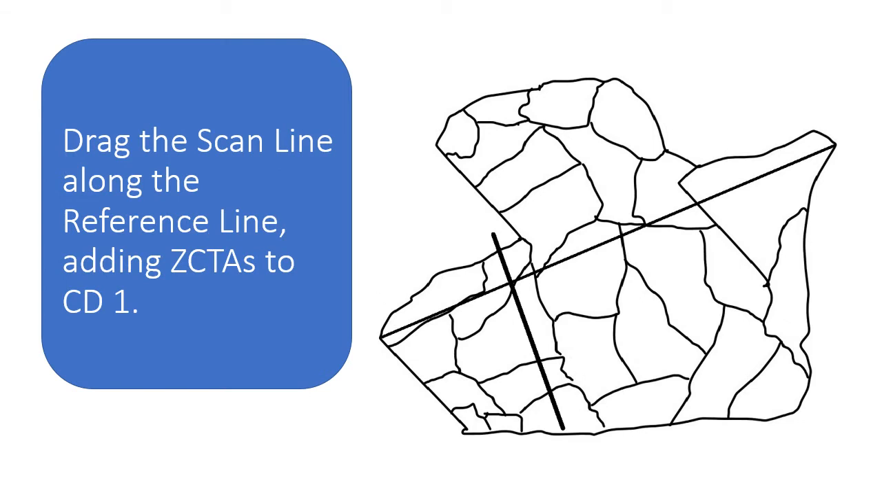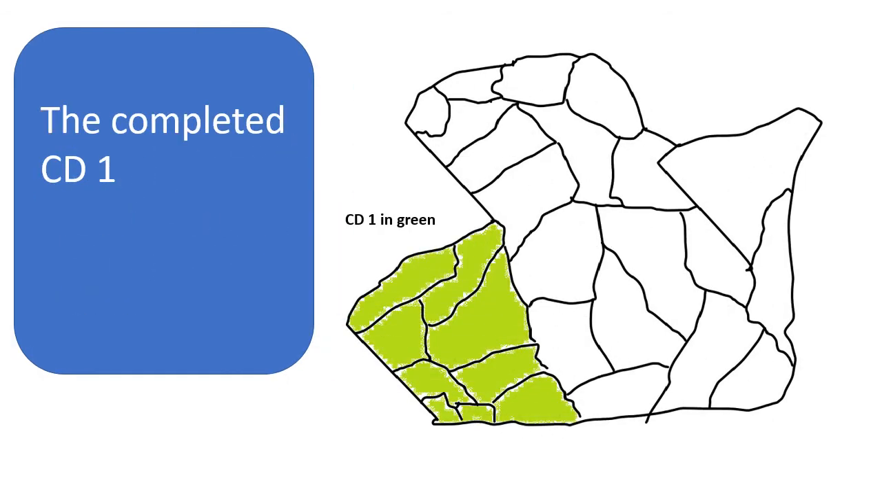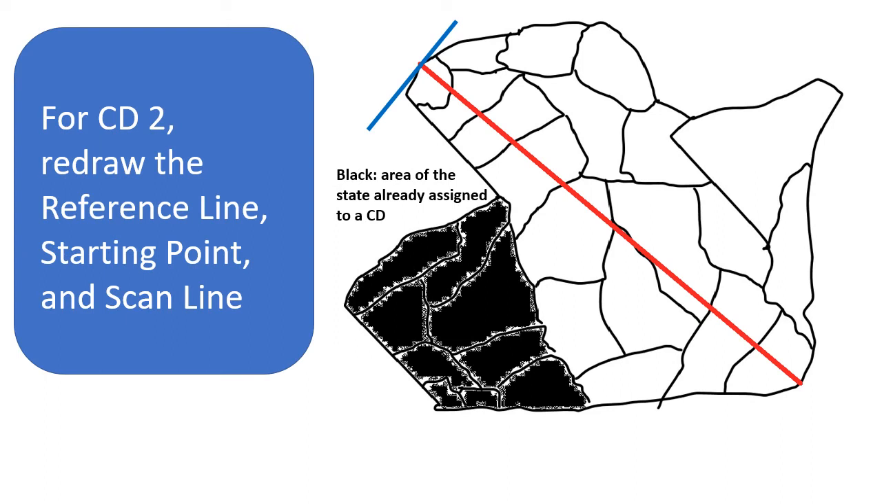Now we drag the scan line along the reference line, keeping the scan line perpendicular to the reference line, and we add each ZCTA to CD1 as soon as the scan line touches it. We stop dragging the scan line when the population of CD1 reaches the target, that is, the total state population divided by 4. We will then repeat this process to create CD2.